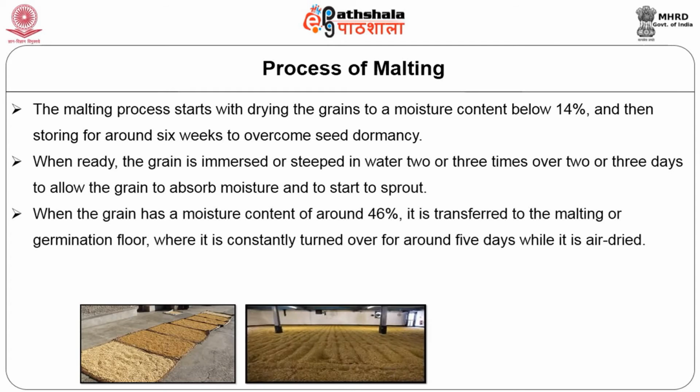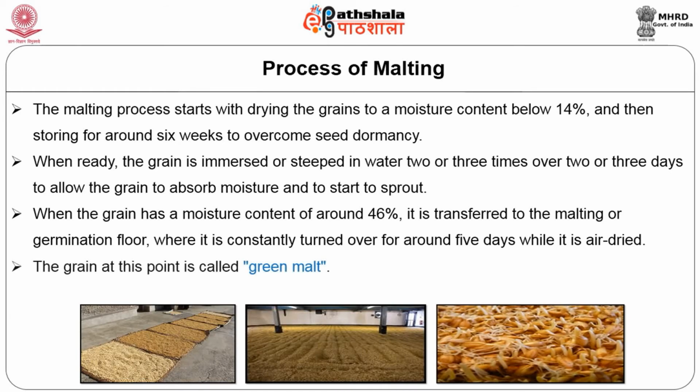When the grain has a moisture content of around 46%, it is transferred to the malting or germination floor, where it is constantly turned over for around 5 days while it is air dried. The grain at this point is called green malt.